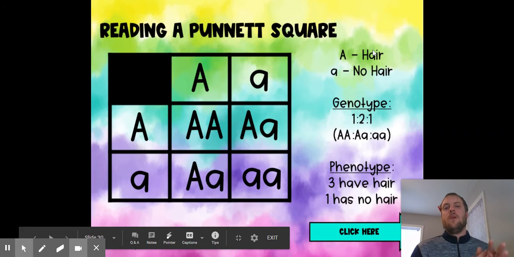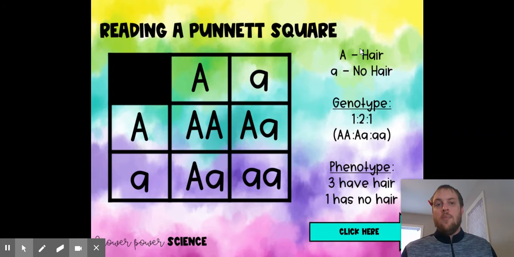So in this example, let's just say that the dominant version of the trait would be to have hair. So capital A is representing something with hair. A lowercase letter, the little a, the recessive version of the trait, is representing an organism with no hair.